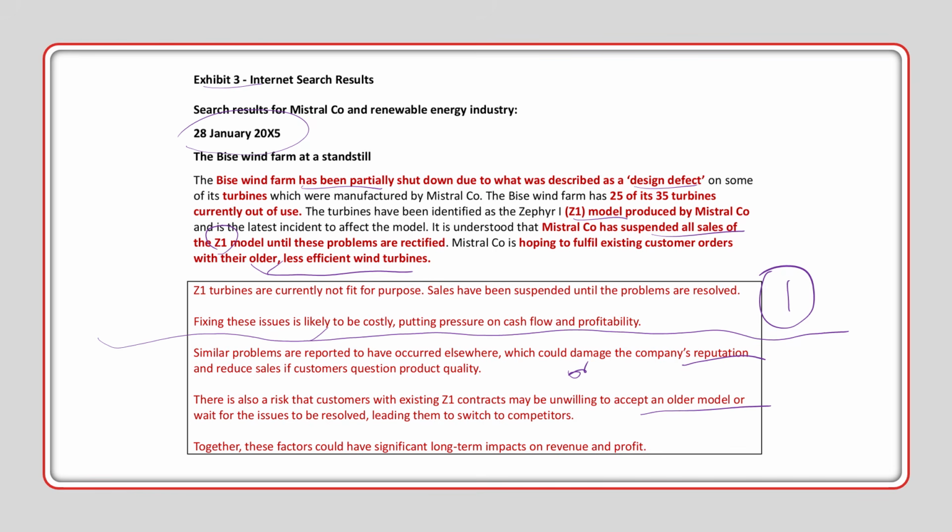So you don't have to write all of this. You could be writing either of these to explain what other problems I should be considering in addition to having to fix these current design issues. My reputation, because customers are going to now question the quality of my other products, or the fact that my current orders might also be lost because they might not accept the older designs. So I would say this is one of the nicer, easier ones to get your marks in.